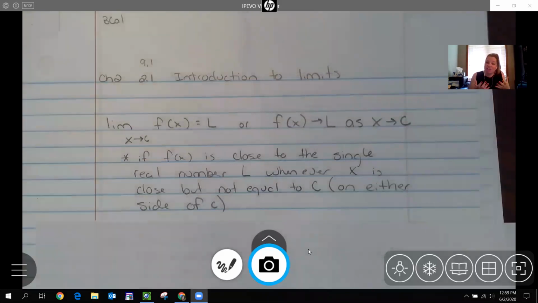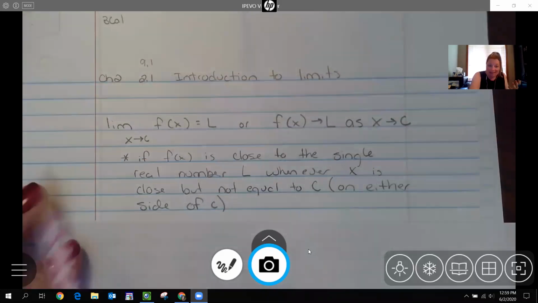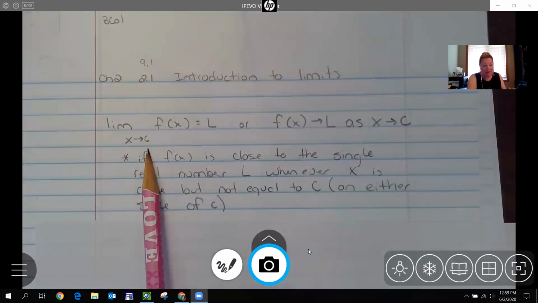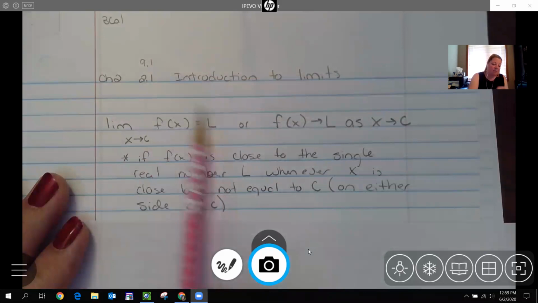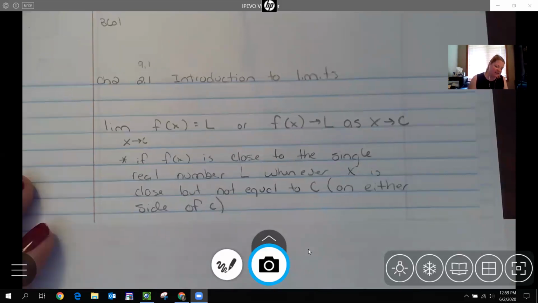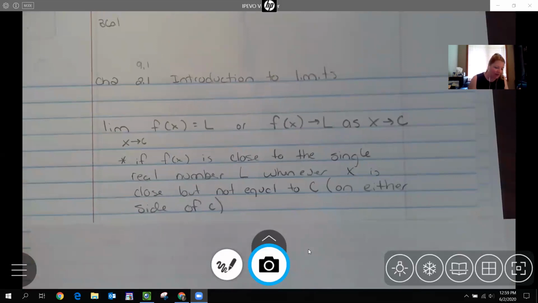Okay, so the notation looks like this. It's going to be LIM, or limit, as x approaches some constant number c, of the function. This is what we're doing as a limit. Basically, we're saying what's happening to our graph and to our function as we get to a specific x value. So if f of x is close to a single real number L whenever x is close to, but not always equal to, c, that is the idea of our limit.